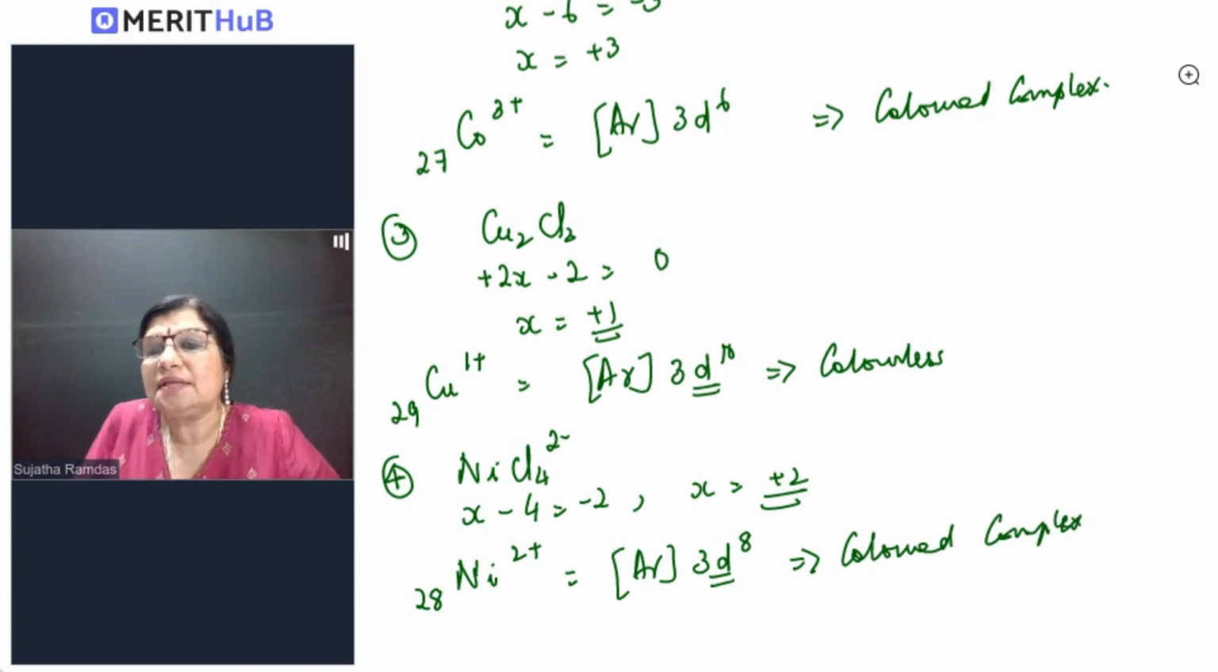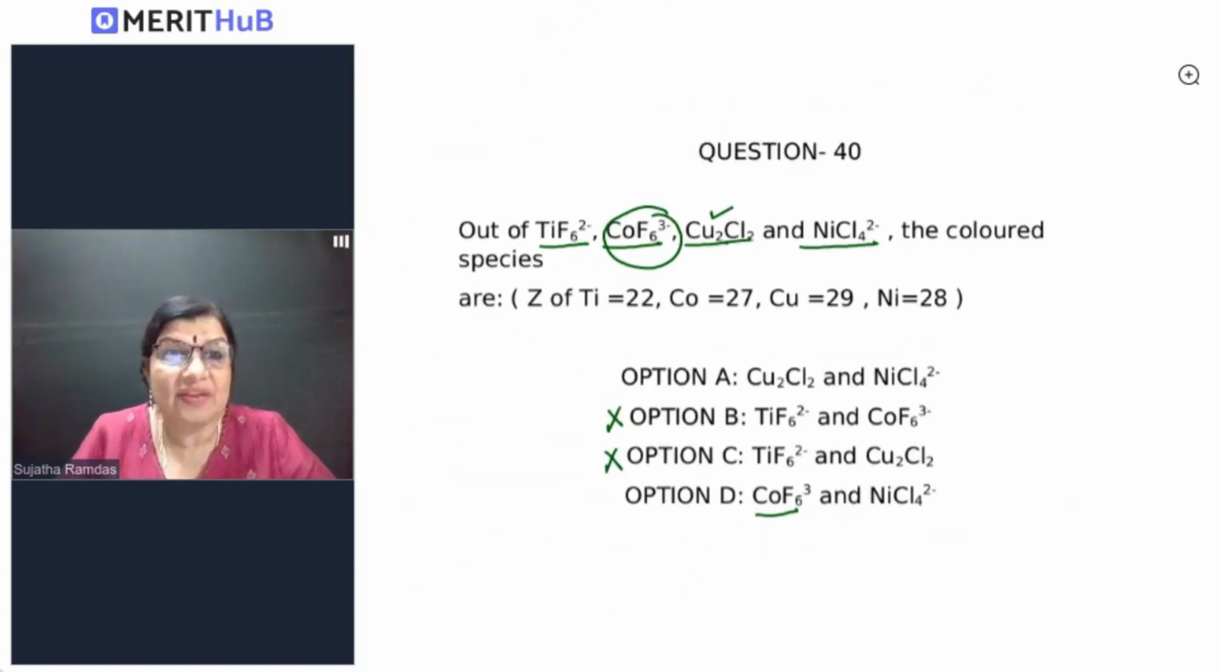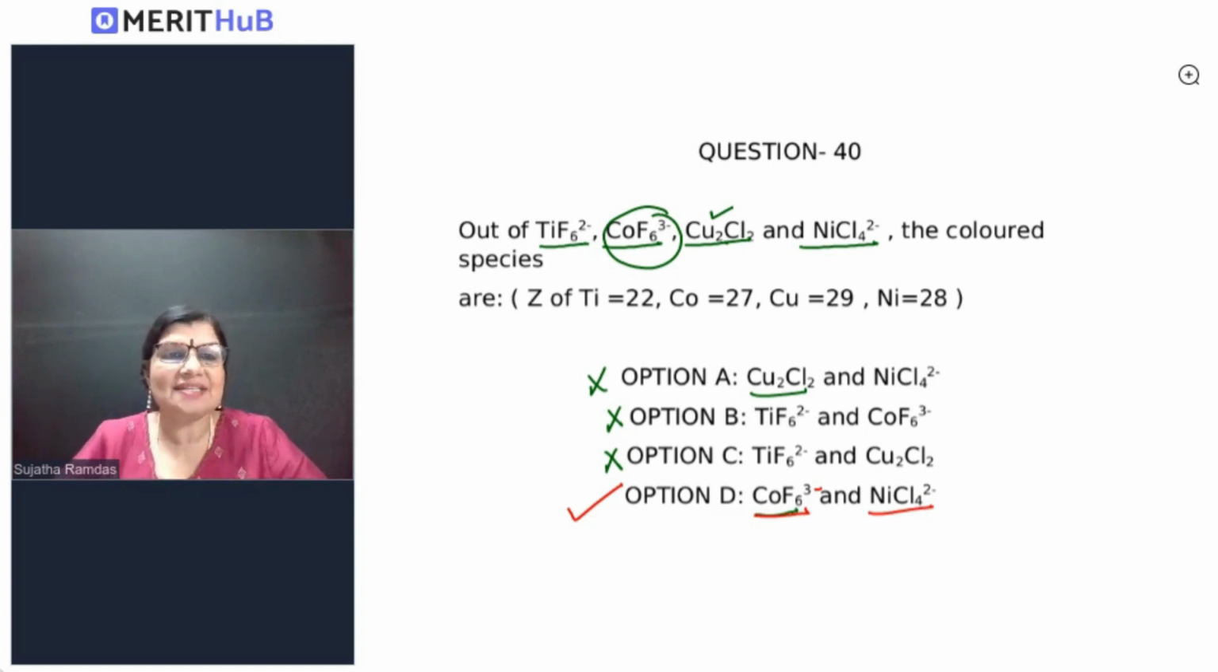So I hope the theory behind the formation of colored complexes is very clear to you. Now we have arrived at the final answer. Option A is also wrong because Cu2Cl2 is colorless. So the correct answer to this question would be option D. Both cobalt hexafluoride ion and nickel tetrachloride ion are colored. Okay, so option D is the correct answer.